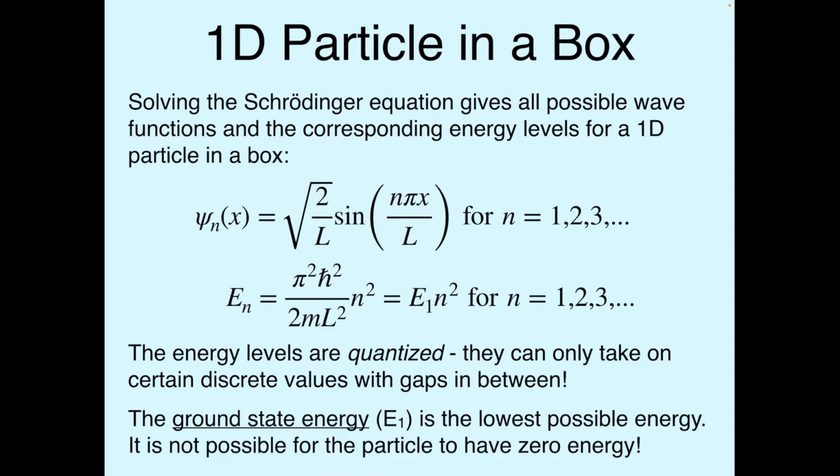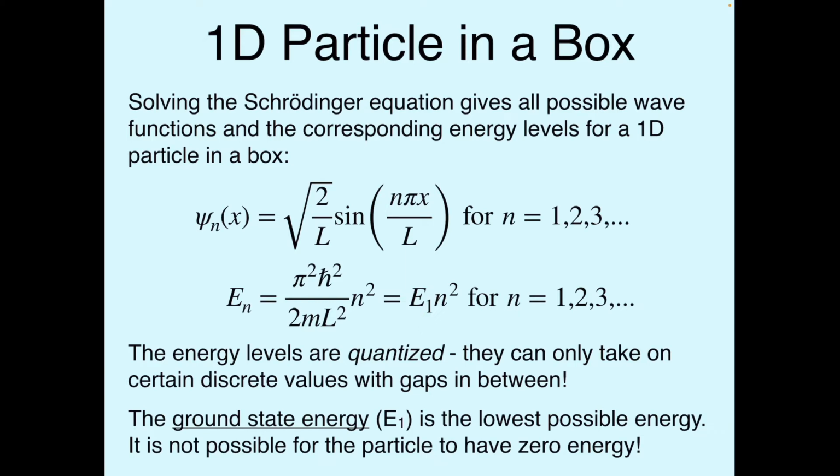And also notice that it's not possible for the particle to have 0 energy. E1, the ground state energy, is actually the lowest possible value. And to get all the other possible values, you're just taking E1 multiplied by n squared, where again, n is this integer value. So we're seeing, once again, that the energy levels are quantized. This is something we see a lot in quantum mechanics. They can only take on certain discrete values with gaps in between.